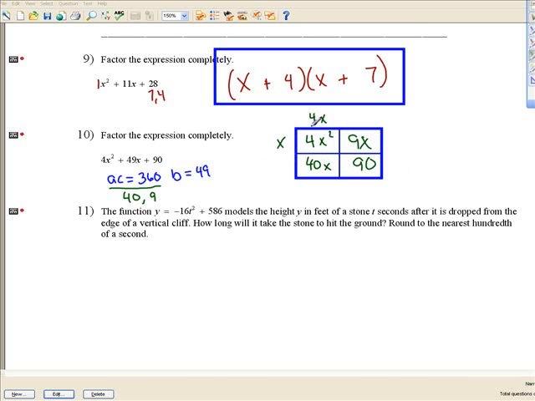Now I'm trying to fill this hole. 4x times what is 40x? Well, that would be 10. Now I'm trying to fill this hole. x times what is 9x? That would be 9. So I have two factors here.